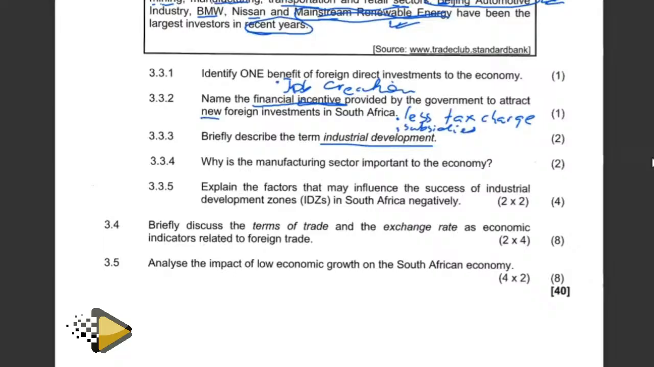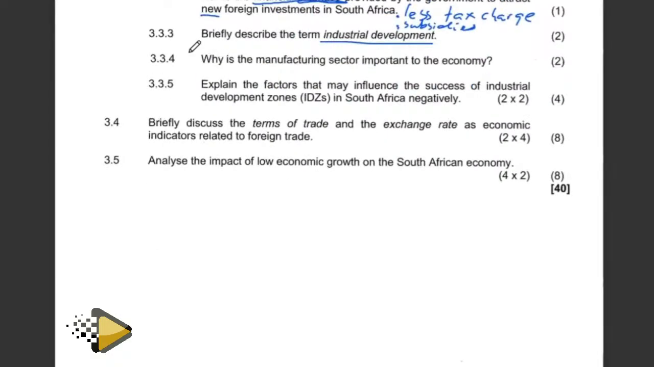That is why an economy is aiming at improving such a sector. Okay, right. So now the next question we have is 3.4. So 3.4 reads as follows: why is the manufacturing sector important to the economy?